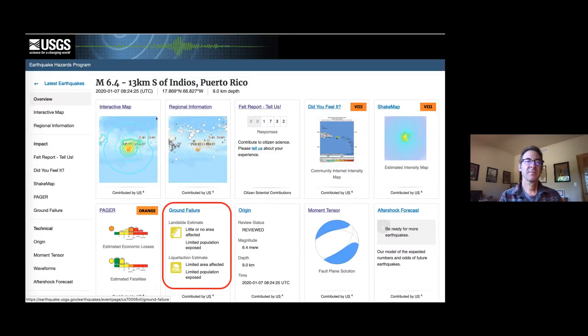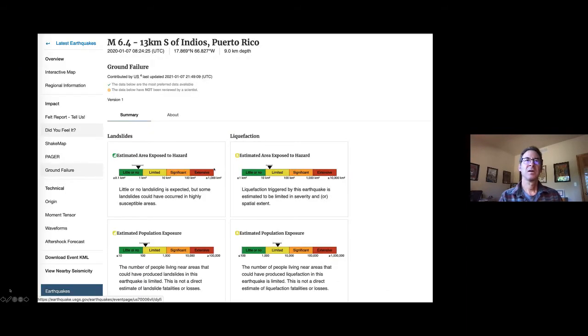So I'm going to give you an example very quickly of the Puerto Rico earthquake that we had last year, a magnitude 6.4 earthquake, a very significant earthquake in Puerto Rico. And we had relatively low estimates of landslides and liquefaction. It wasn't a very large earthquake, but there were certainly landslides and liquefaction that caused additional damage.